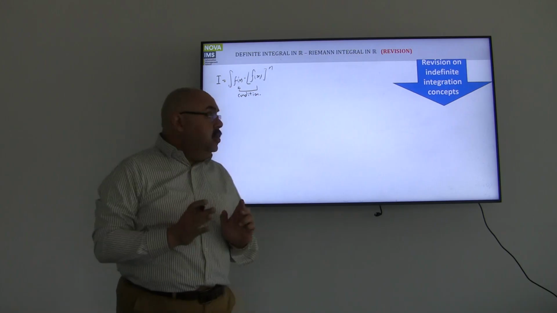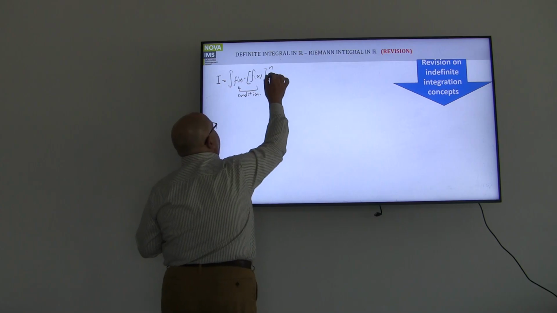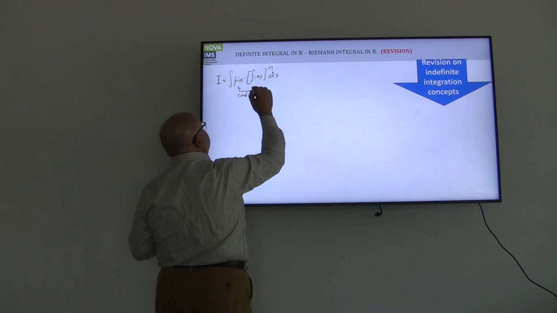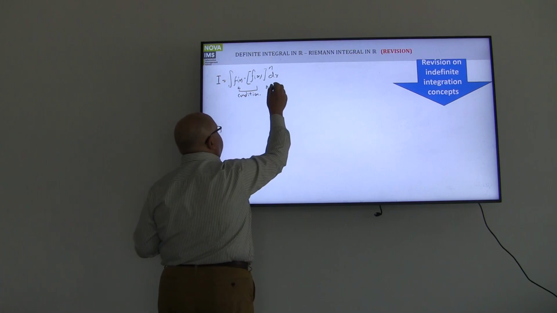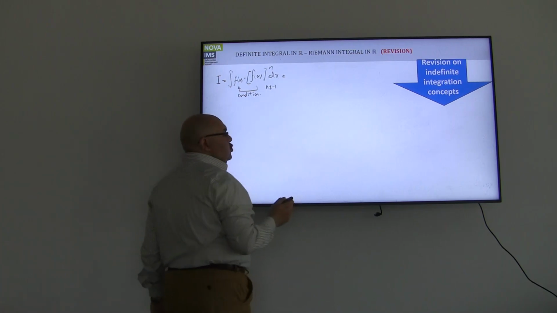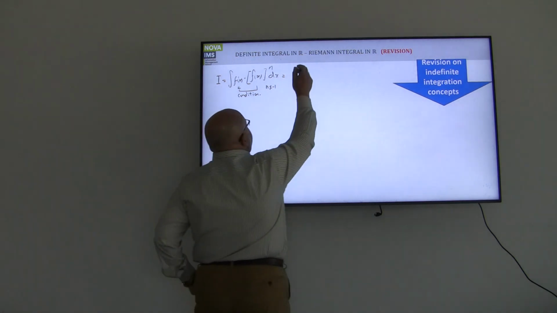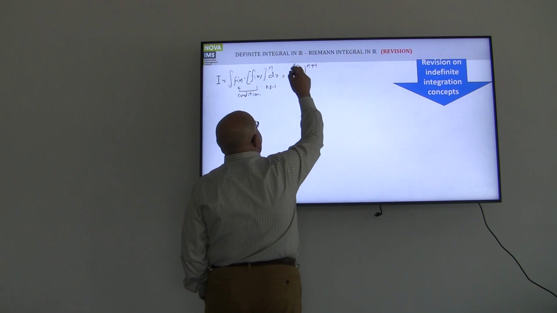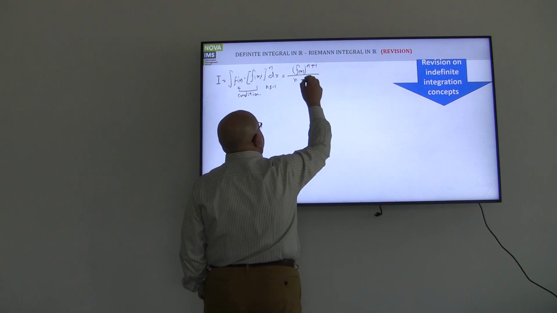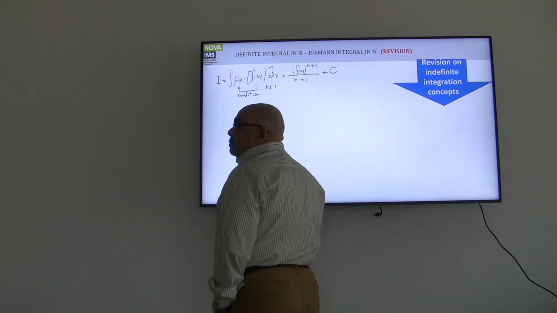If I have a function, as you can see, to the power of n times its derivative, and this is running for every value of n except at -1, the integration in this case will be f of x to the power of n plus 1 divided by n plus 1 plus the constant of integration.